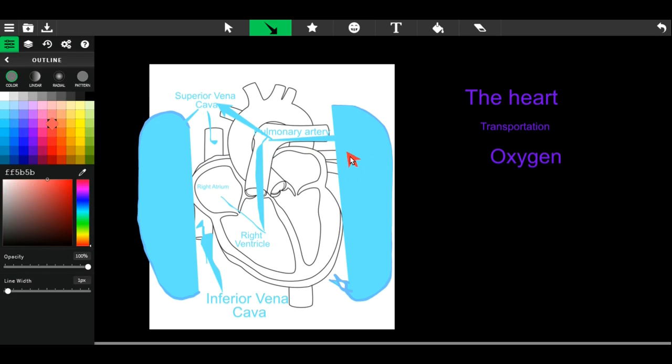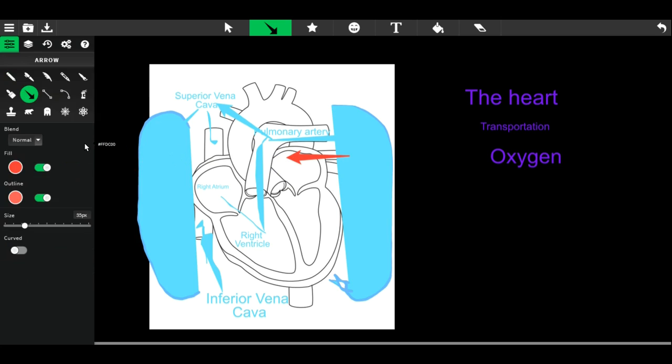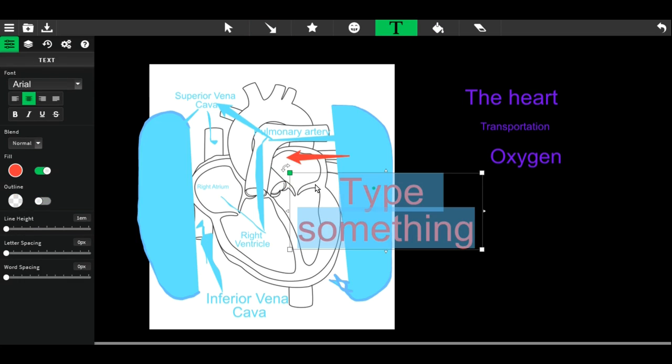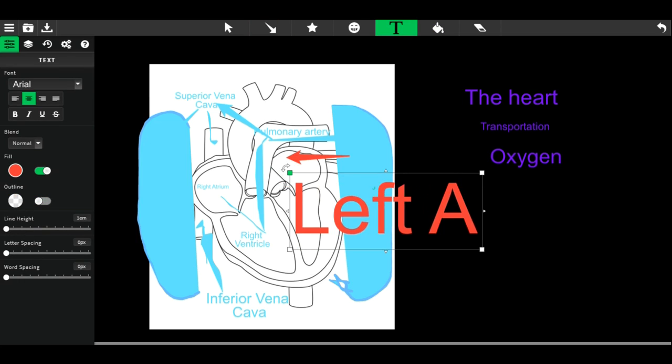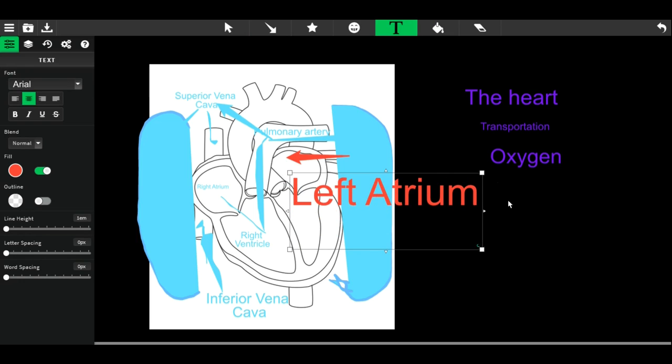And it comes back in through these pulmonary veins, which are on both sides. No, it's not really visible, but it's kind of on both sides. And then it enters the left atrium. And now this blood is all oxygenated. Left atrium.